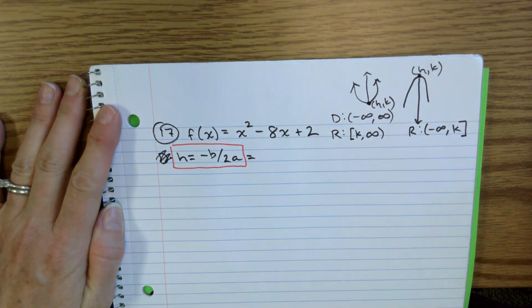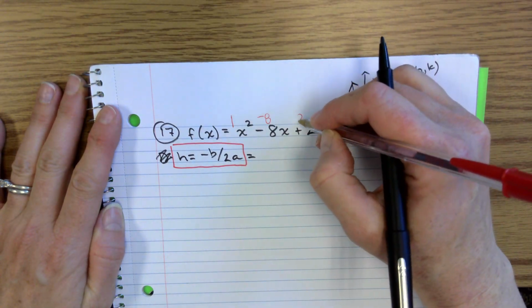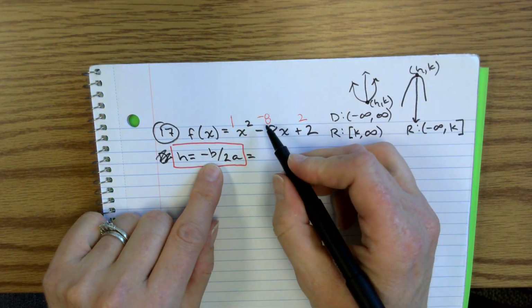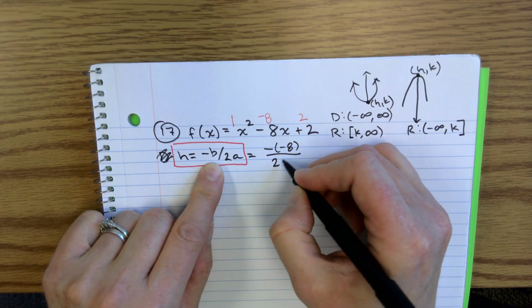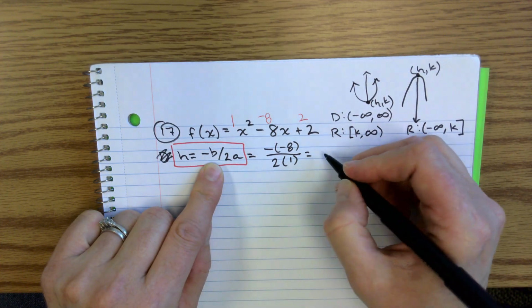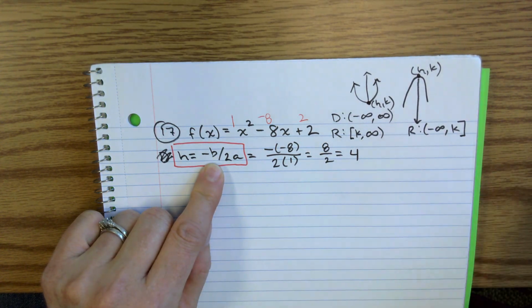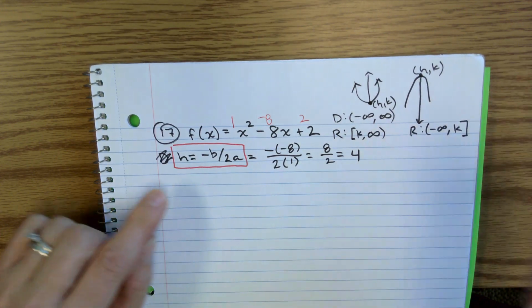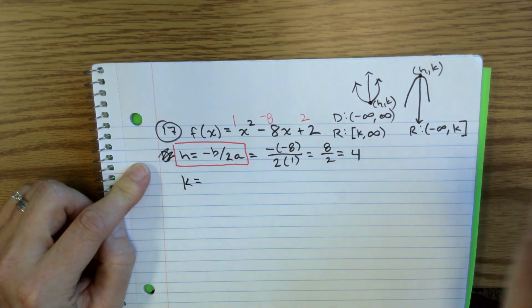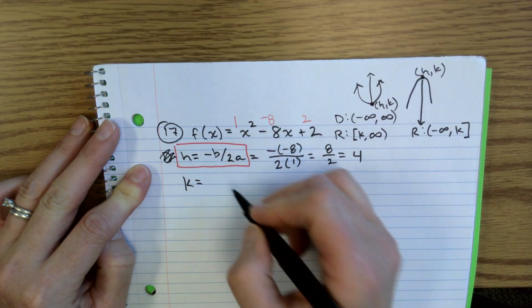In this situation, we have a is 1, b is -8, and c is 2. So -b would be -(-8), or +8, over 2 times a, which is 1. So we have +8 over 2, which is 4. That's h, but I want to know k in this situation because that's going to help me find my range. The way you find k, or the y coordinate of your vertex, is you just plug your h value, 4, back into your function.